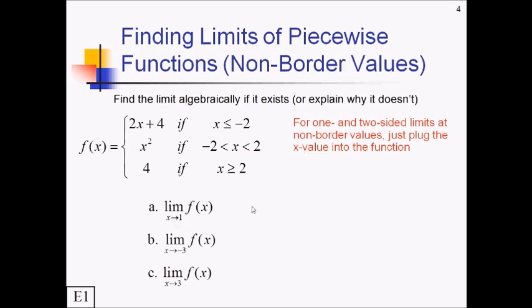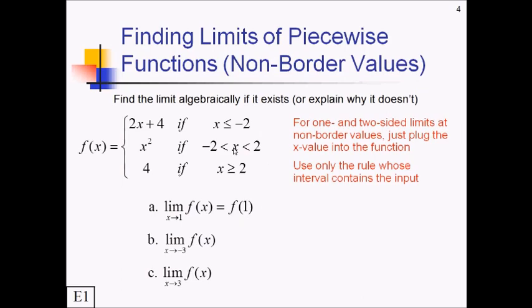So we'll do the first one together. This one, since this is a non-border value, since 1 is not any of these border values, we're really just doing f of 1 here, and we're going to accept whatever result that gives us. Now how do I actually plug 1 into this piecewise function? To do this, we're just going to use the rule whose interval contains the input. So we're inputting 1 for the x value, so we're just going to look up the rule where 1 falls.